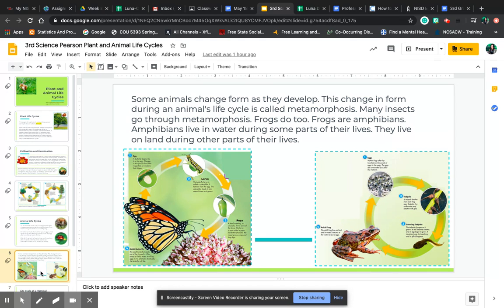Many insects go through metamorphosis. Frogs do too. Frogs are amphibians. Amphibians live in water during some part of their lives. They live on land during other parts of their lives. So here's the life cycle of a butterfly, and here's the life cycle of a frog.